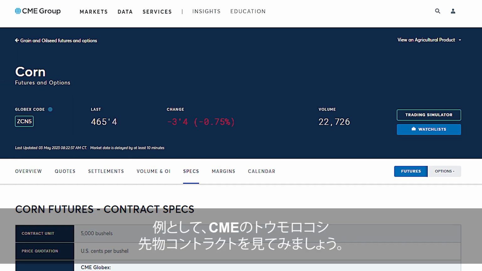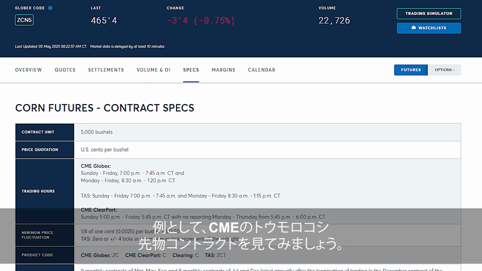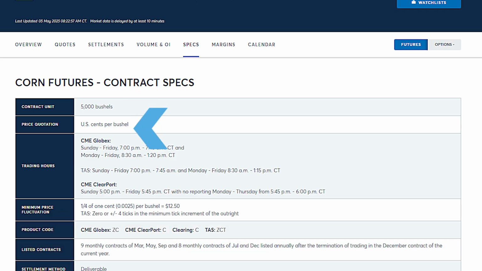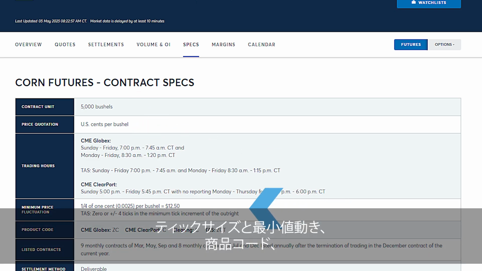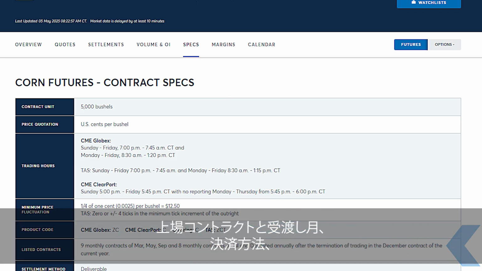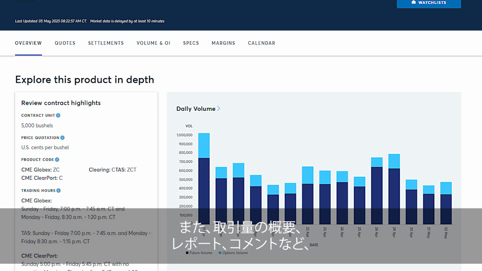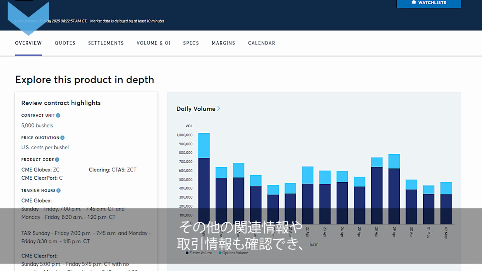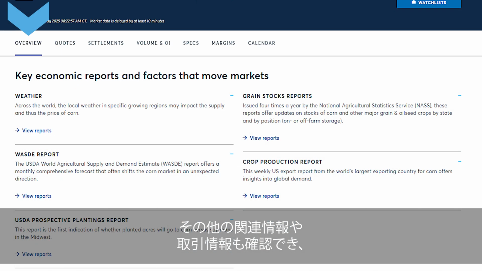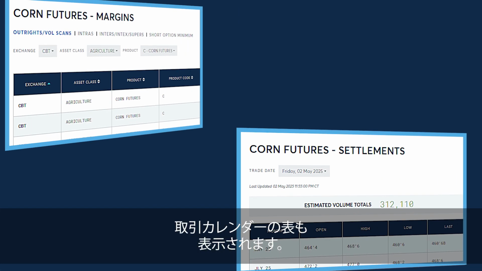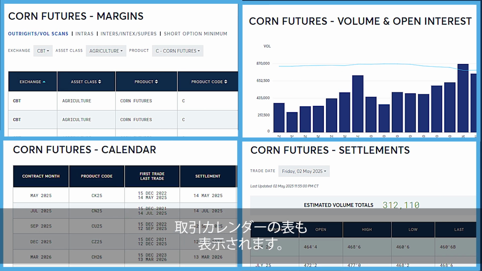Now, to illustrate, let's take a closer look at the CME's corn futures contract. Here you will see the contract unit, price quotation, trading hours, minimum price fluctuation in tick size and value, the product code, listed contracts and delivery months, settlement method, certain market trading or settlement rules, along with various other details. On the same site, you'll also see other pertinent product and trading information, including an overview of trading volume, reports, commentary, and more. There are also tables with quotes, margins, settlements, open interest, and a trading calendar.